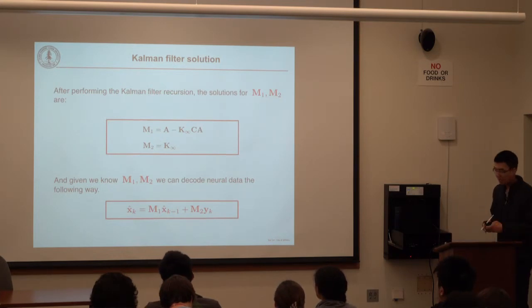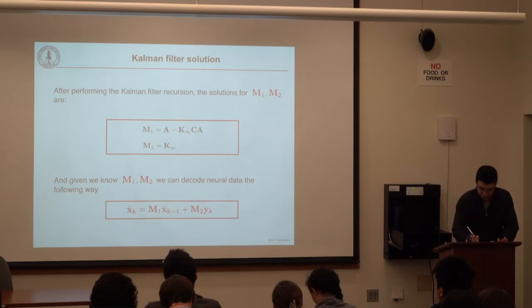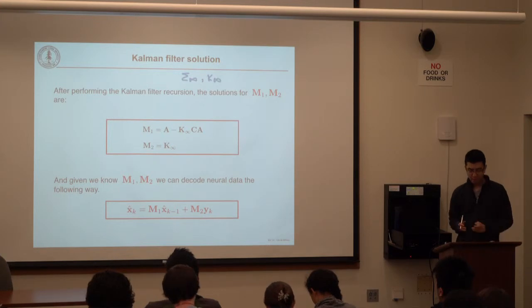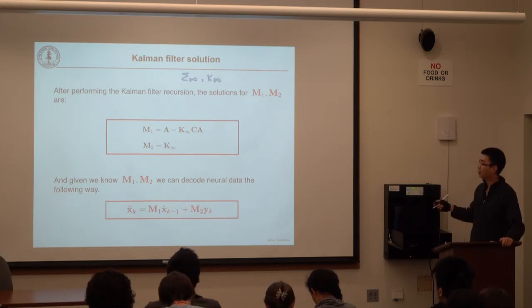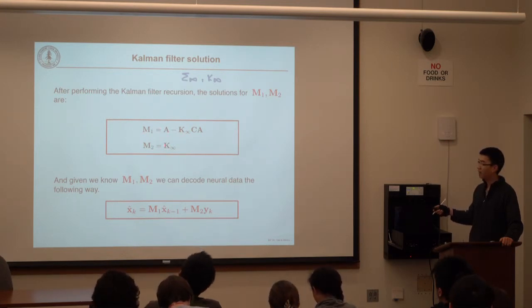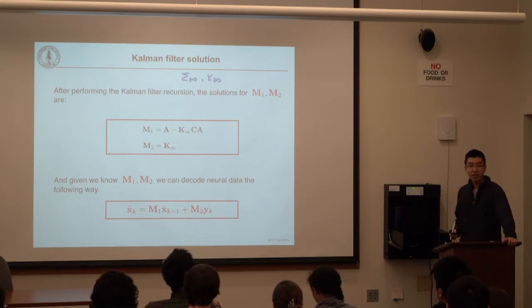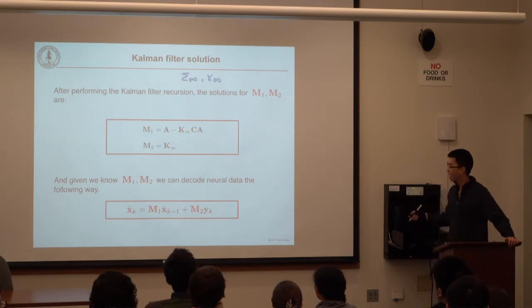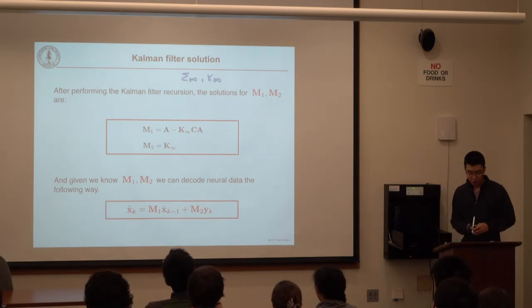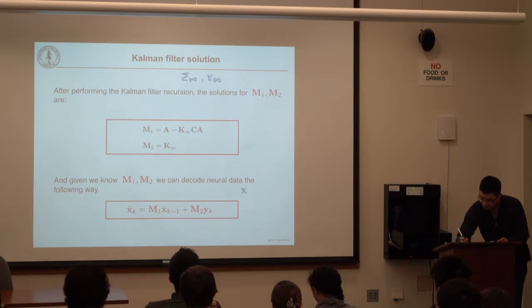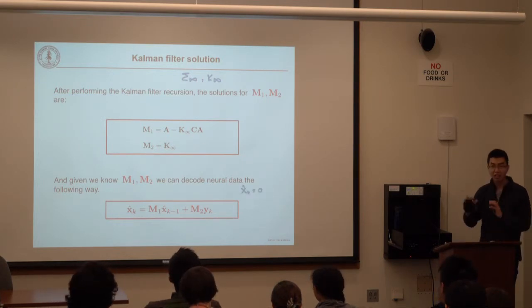All right, so after you perform this recursion, you achieve a sigma infinity and a k infinity. And the solutions for M1 and M2 are then given by these matrix operations. So M1 is equal to A minus k infinity C times A, and M2 is equal to k infinity. And if we know M1 and M2, then we can begin to decode, because now we have incoming new neural data yk. We started off with x hat of 0 equals 0. That's how we initialized our system.